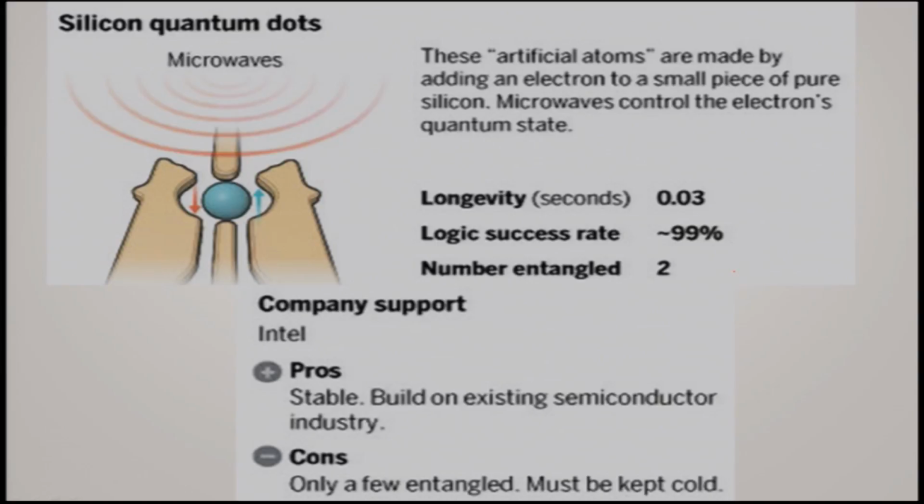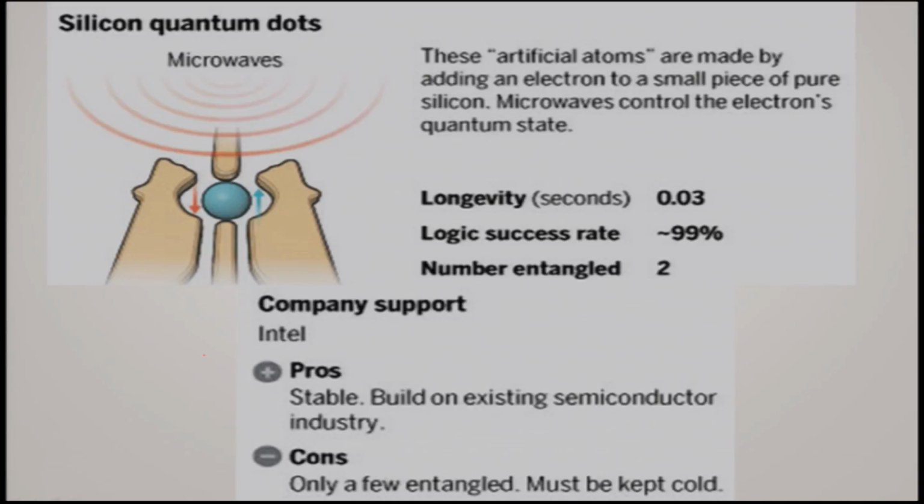There are only 2 qubits which have been shown to be entangled as of now, and again this needs to be kept cold, and there is the difficulty of this. However, this is also a stable system and it is built on existing semiconductor industry. So, this is another one of these approaches which has been supported through Intel.